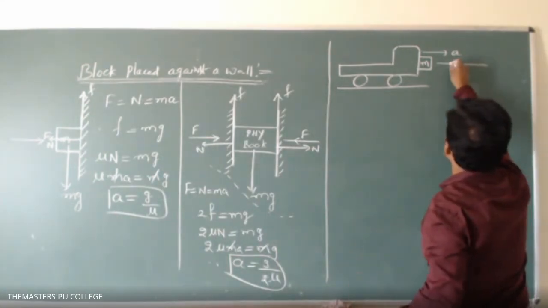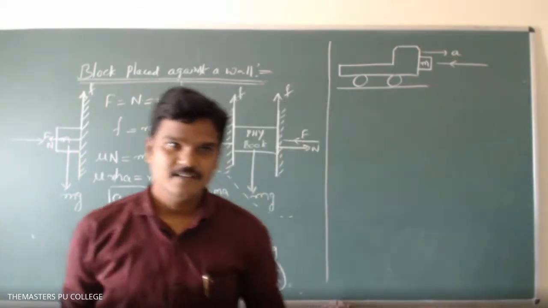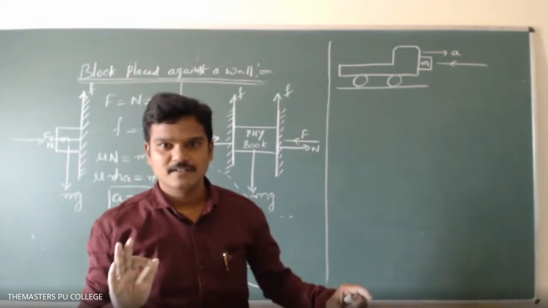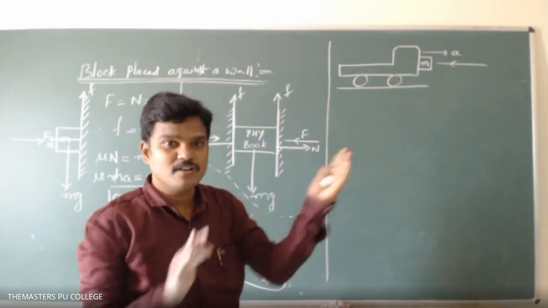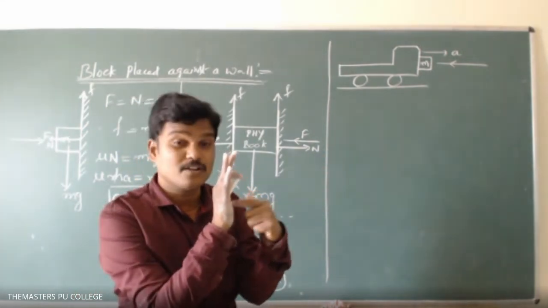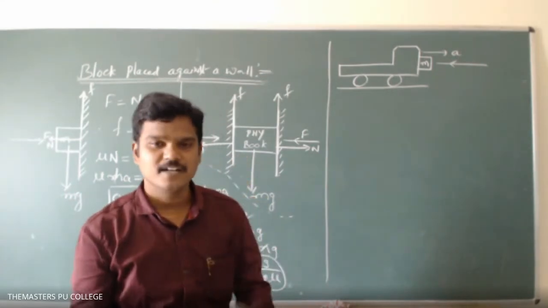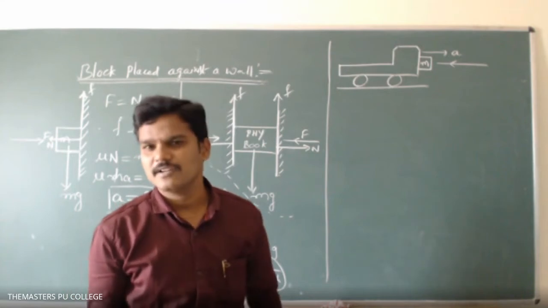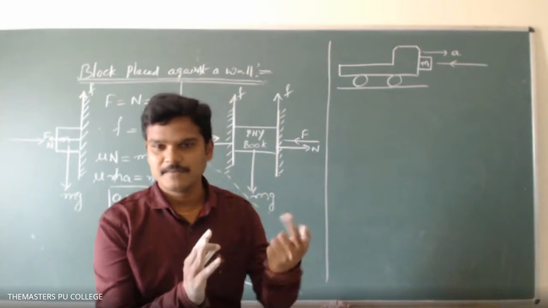Sir, is the block fixed to the truck? No, it's not fixed. That's what I told. If the truck is moving with a certain acceleration, then only the block will be static in front of the truck. If the truck moves slowly, what about the block? It will fall down. If it moves very fast or with a certain acceleration, maybe there is a chance.